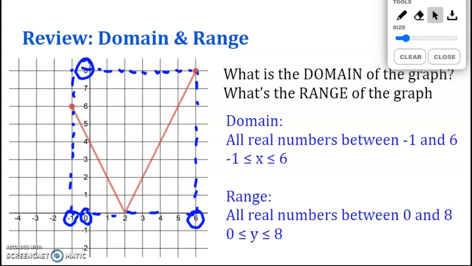So domain is going to be all real numbers between -1 and 6, and you'll represent it as an inequality like this, and range is all real numbers between 0 and 8: 0 is less than or equal to y is less than or equal to 8. Again, make sure the smaller number is on the left-hand side of the variable, followed by the larger number. And the domain is always going to have the x in there, because remember our friend Dog, and the range is going to have the y variable in there because of our friend Ray.